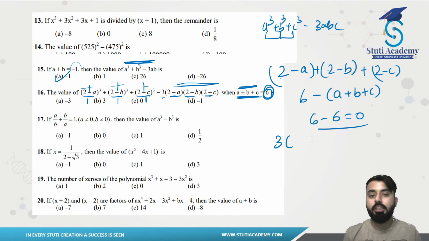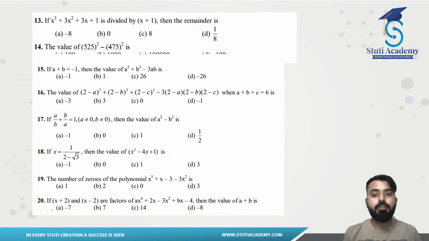Then its answer should be 3 into a, b, and c. So 3 into (2 minus a) into (2 minus b) into (2 minus c). Then you just multiply them and solve. Whatever you get, that will be the answer. So this is how you're going to attempt these. Let's see what we have in the next part. Whatever you get, you can do the calculation on your own.